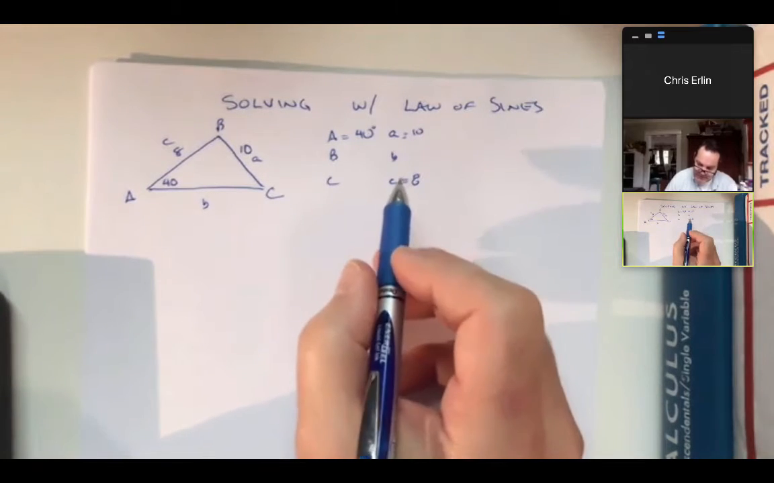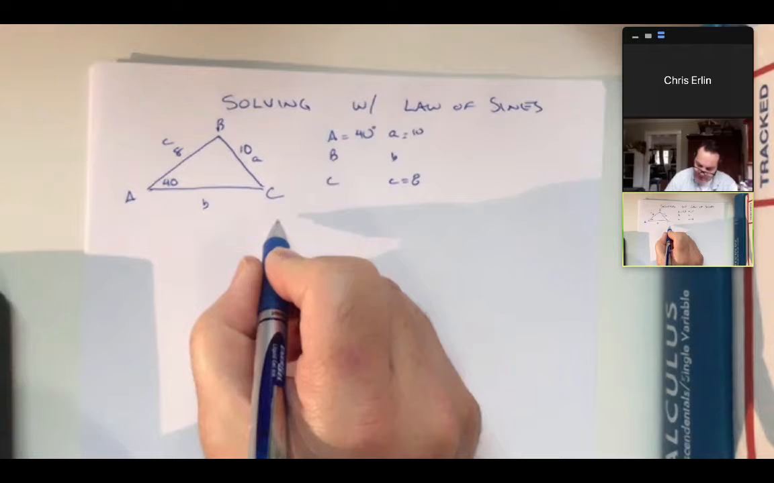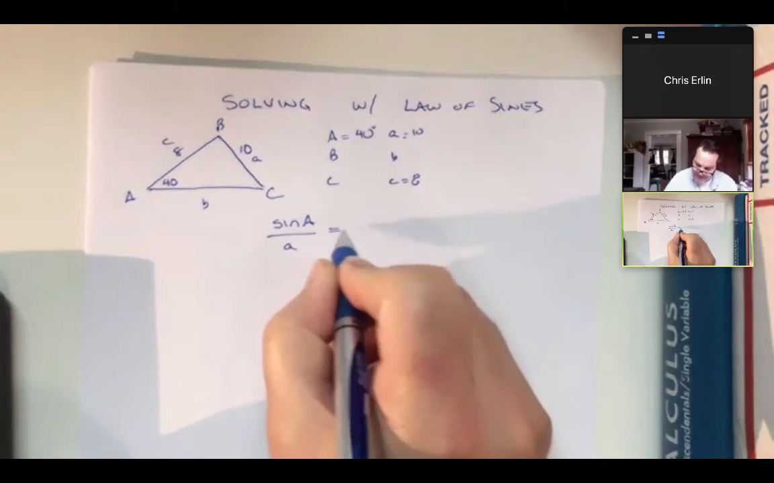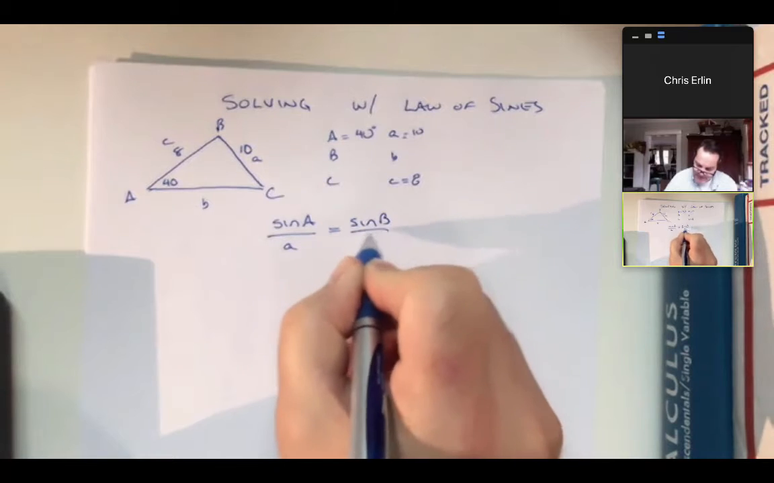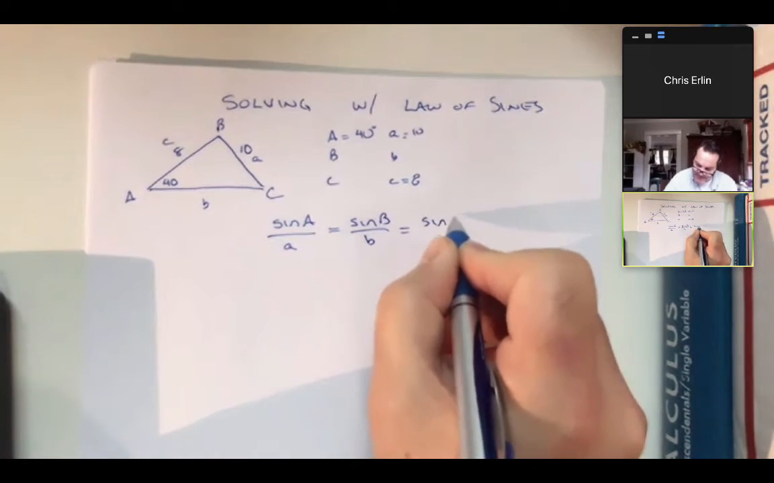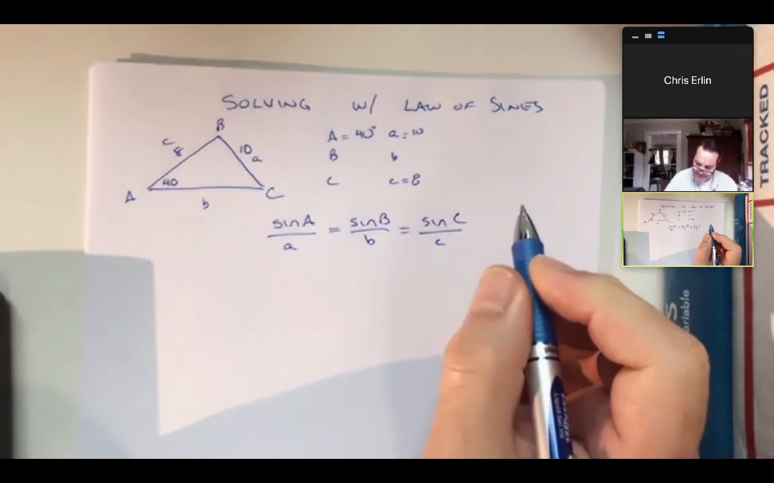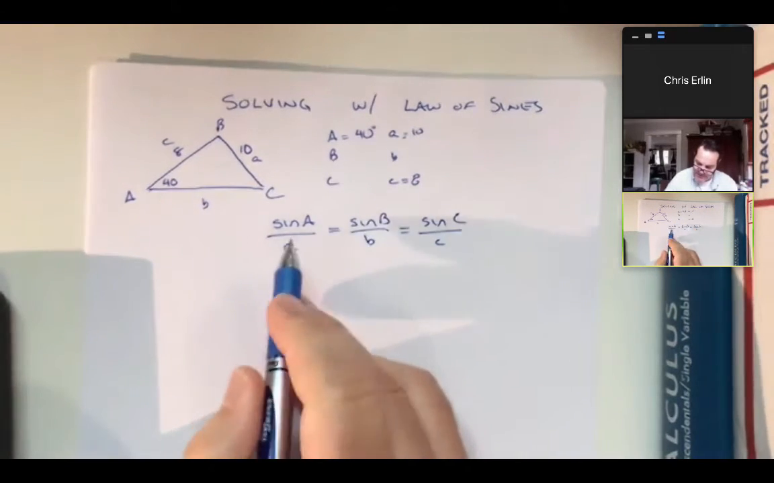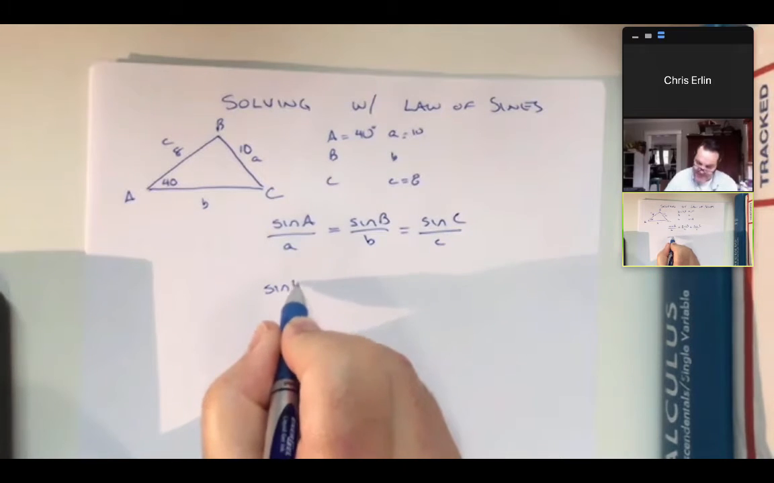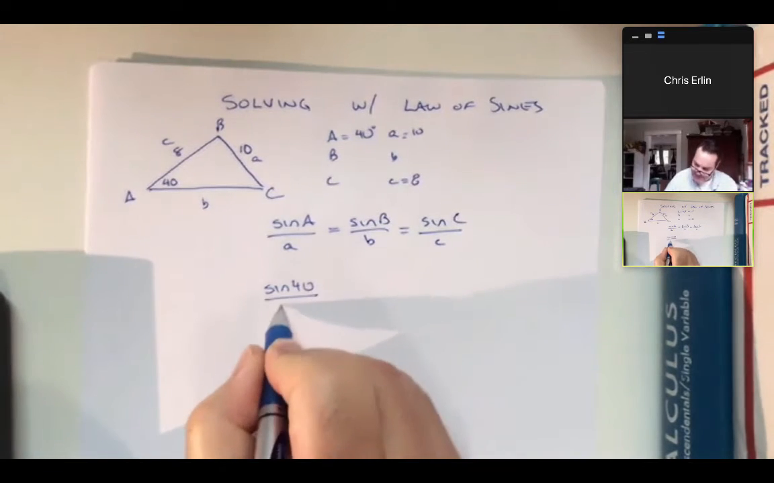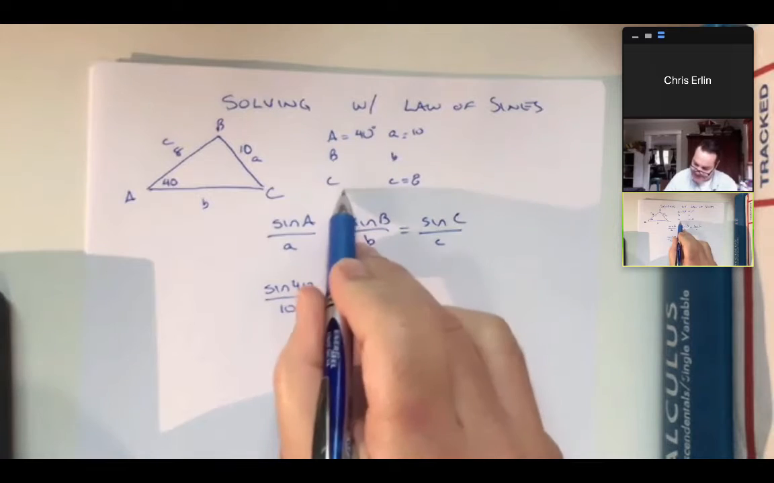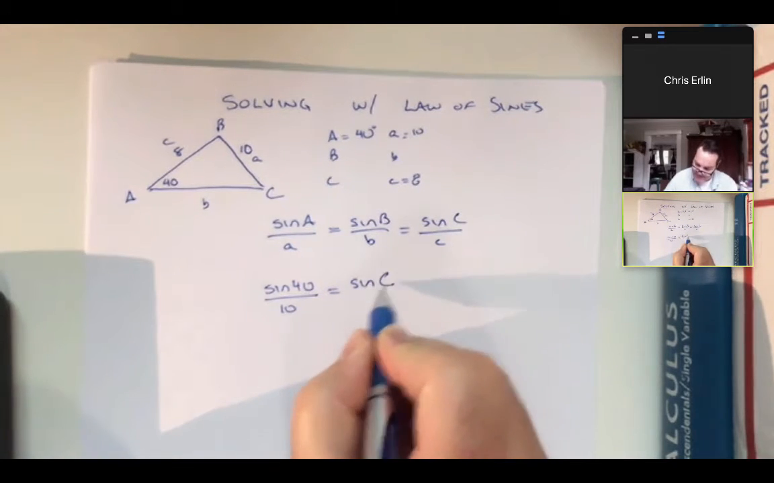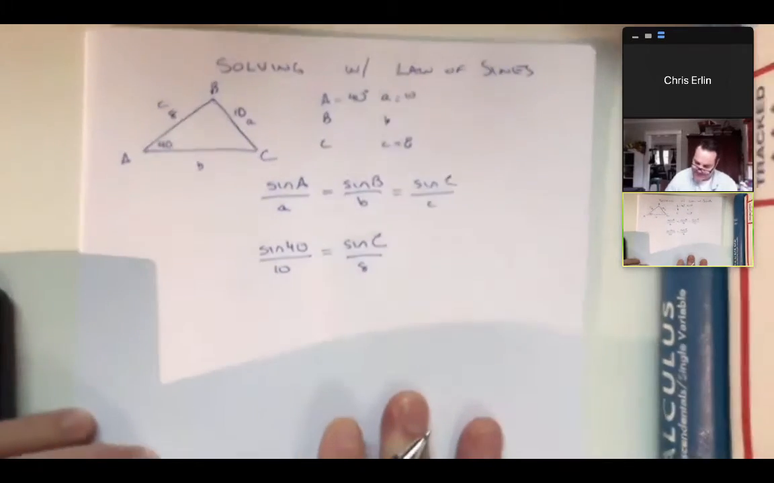So I'm going to begin with the law of sines. You remember that the law of sines says that the sine of angle A is to a as the sine of angle B is to b as the sine of angle C is to c. So I notice that I've got A and a. I've got a pair that matches to give me a ratio. So I'll start with the sine of 40 degrees is to 10, and I'm going to solve this one first because I've already got its side. So the sine of C is to 8.